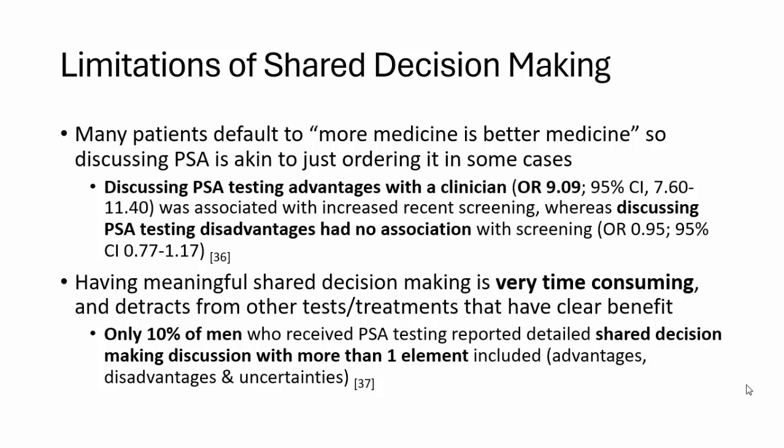Having meaningful shared decision making is also very time consuming and detracts from other tests or treatments that have clear benefit. It's probably why most of us just don't discuss PSA risks and benefits with patients in real detail. This study showed that only 10% of men who receive PSA testing reported having detailed shared decision making where more than one element was discussed. So maybe they were just presented one of the advantages or just presented a disadvantage, or maybe it was just a mention of uncertainties, but they didn't really get the full picture like they should have.